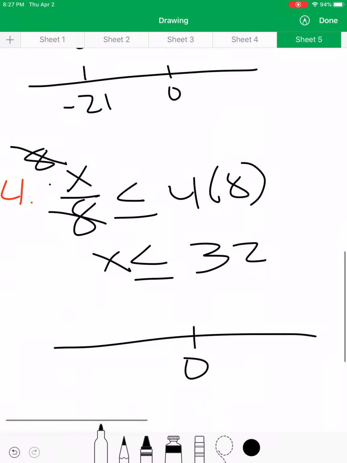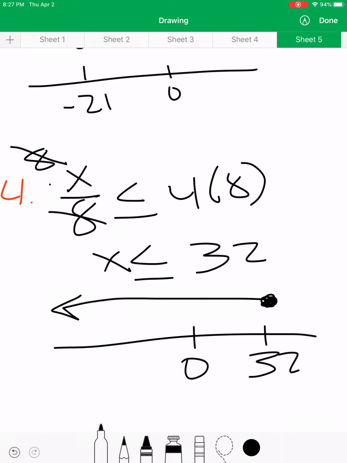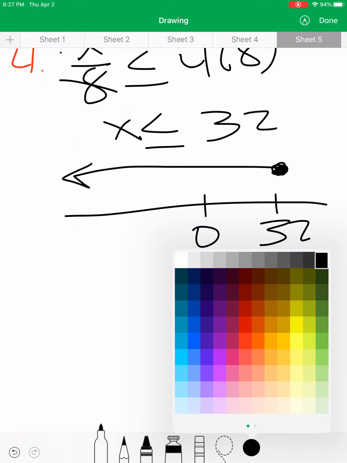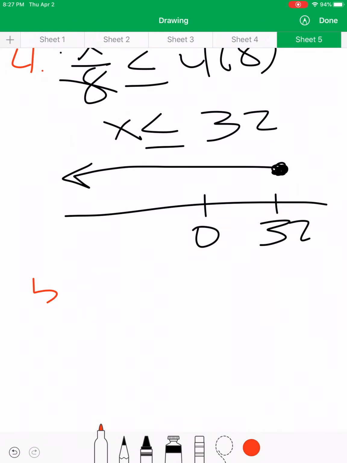Graph it. There's 0. There's 32. It does have a dash, so it's a closed dot. X is less than or equal to 32. Numbers that are less than 32 are to the left on the number line. Number 5 now.